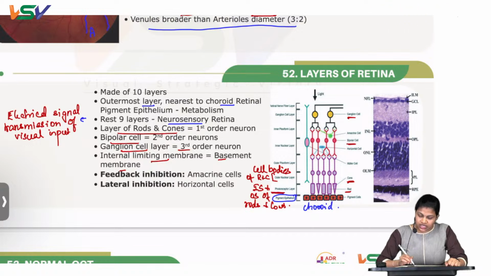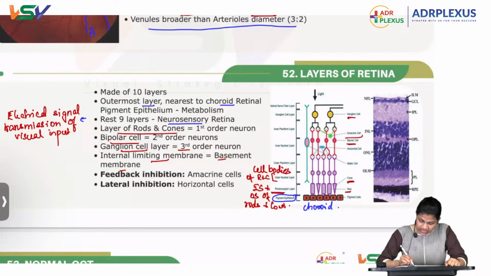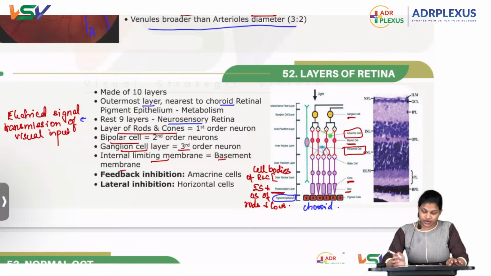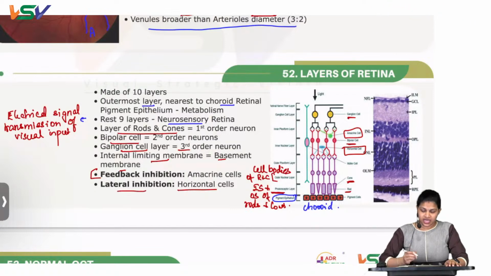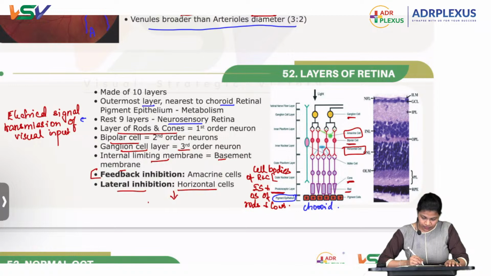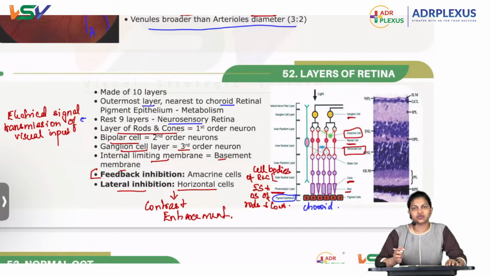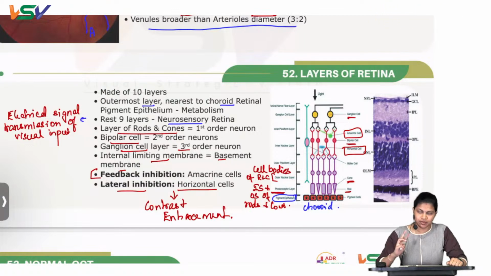Now, you see 2 more cells here, right? Amacrine cells and horizontal cells. Already we saw 3, the first order, second order and third order. Other than that, there are 2: amacrine and horizontal cells. Amacrine cells are involved in feedback inhibition, and horizontal cells are involved in lateral inhibition. Remember, horizontal cells are useful for contrast enhancement. We already saw that vision has contrast sense also. For this contrast enhancement, the horizontal cell causes lateral inhibition and thereby contrast enhancement. Amacrine cells are for feedback inhibition.